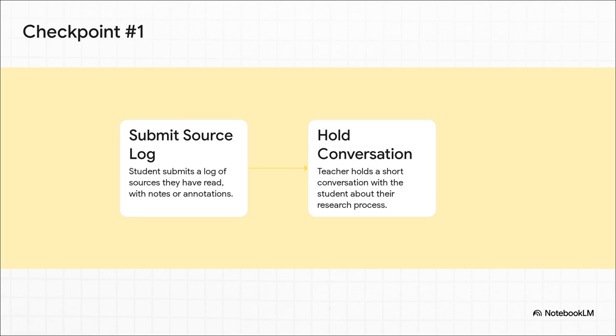We've got new required checkpoints. With all the AI tools out there, we need to be sure students are genuinely doing the work. So for checkpoint #1, you have to review their source log and then have a quick one-on-one chat with them about their whole research process.